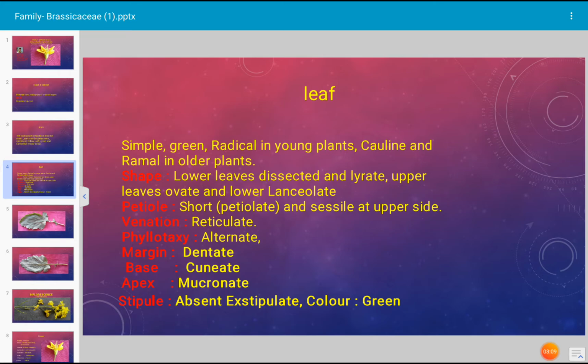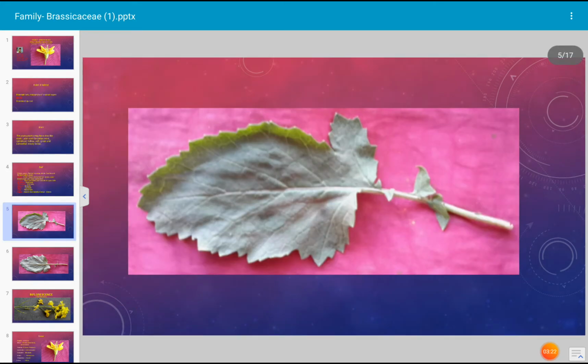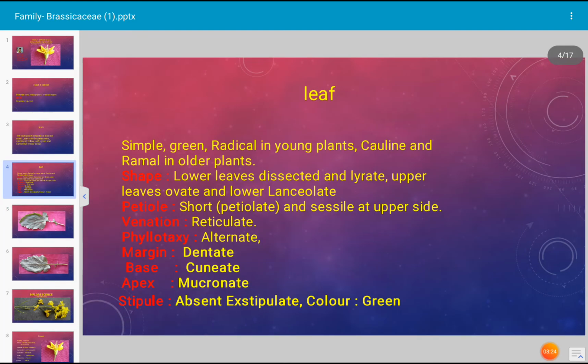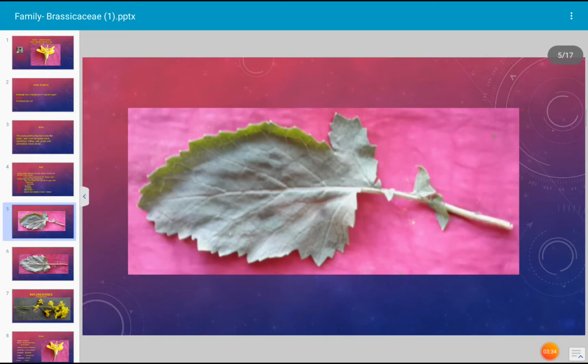How is the margin of the leaf? The margin of the leaf is dentate. It is not entire, it is dentate, small toothed. Okay. And the base of the leaf is cuneate. Such a base is described as cuneate. And the apex of the leaf is described as mucronate. See the apex of the leaf: the margin is dentate and the apex is mucronate.